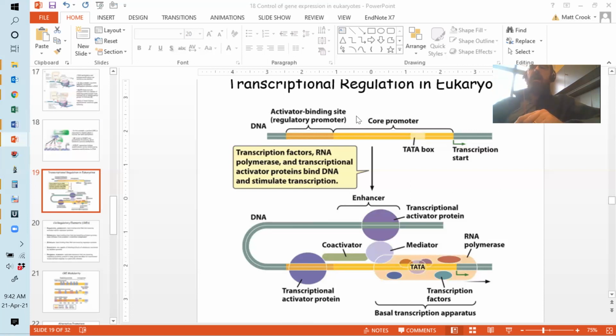And you can also have regulatory elements that are very far from the promoter. I don't actually know what those are called. I guess you call them trans-regulatory elements. I don't tend to use that phrase very much.